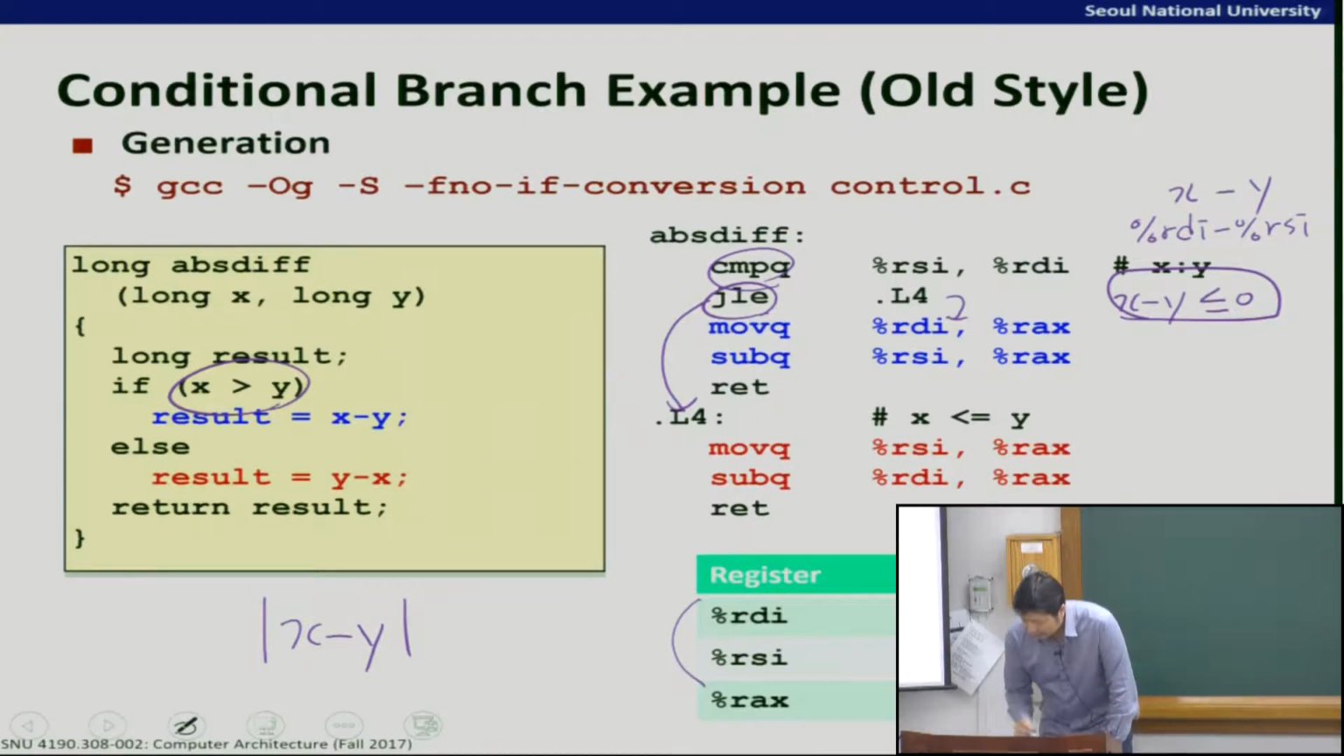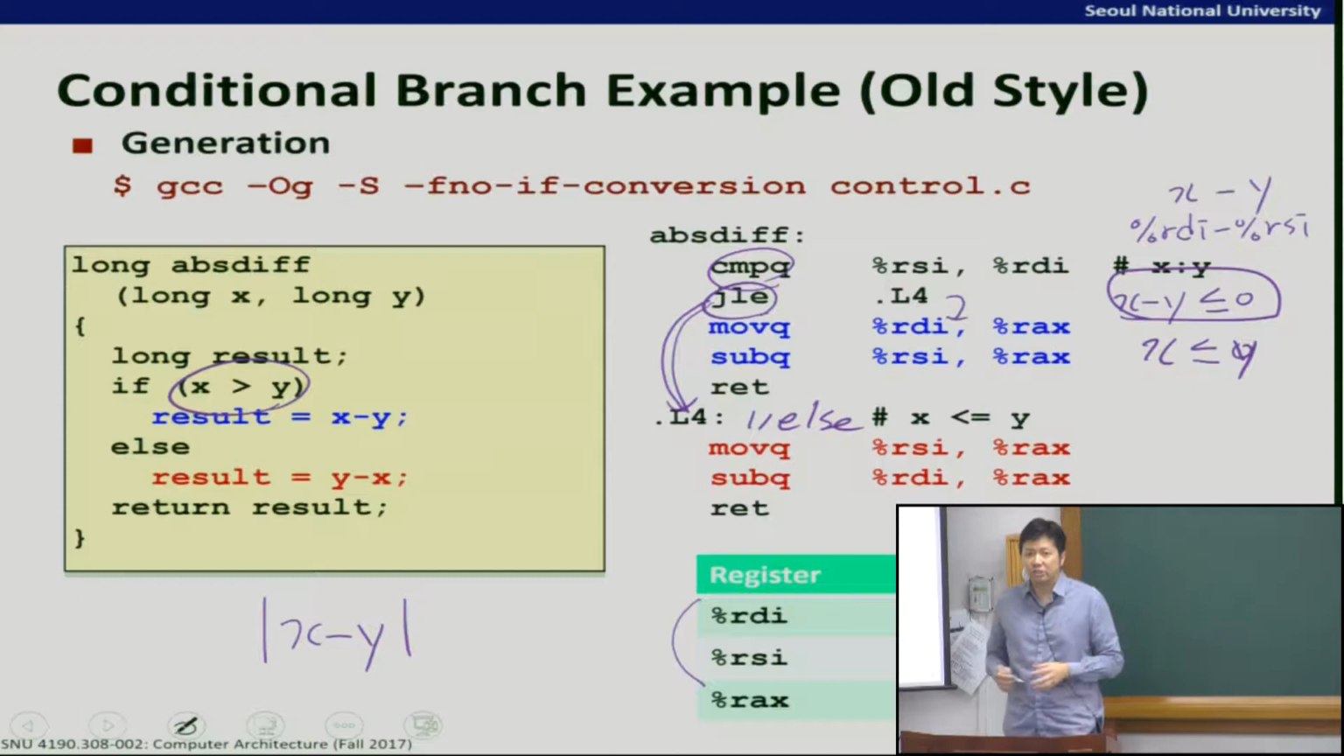If x minus y is less than or equal to 0, which means x is less than or equal to y, right? If this condition is satisfied, then we go to the else clause. This is the else, right? Otherwise, we just move on to the then clause, right? So that's how we make this conditional branch, then else.